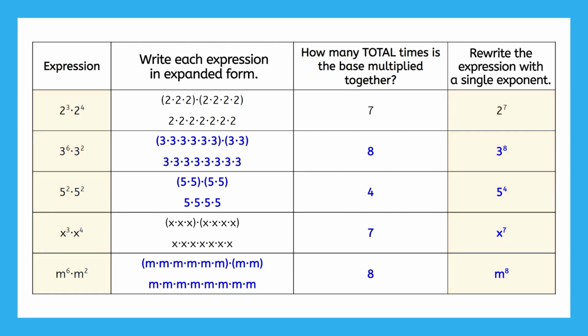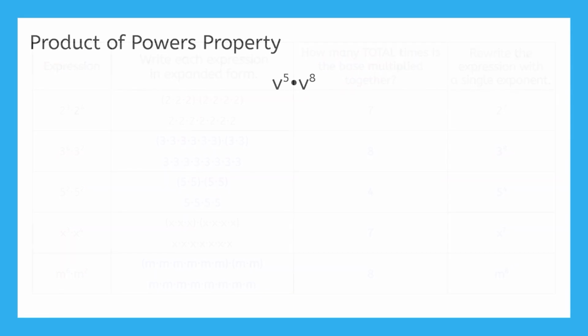Let's put your prediction to the test with a new example. Here we have v to the 5th times v to the 8th. Make a prediction. How can I rewrite this with a single exponent? Let's see if you're right.